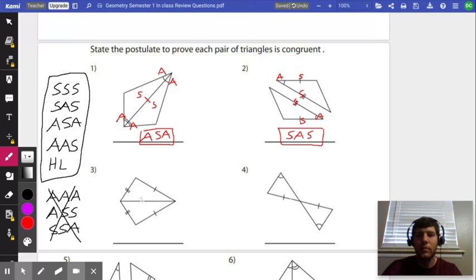Here you have a shared side, so you can use the reflexive property. And now you have three pair of sides, so that's side, side, side. Here you have vertical angles are congruent, so we can add those in. We know that's absolutely true. Here's one pair of angles. Here's another pair of angles. And then here's a pair of sides. So we have angle, angle, side.